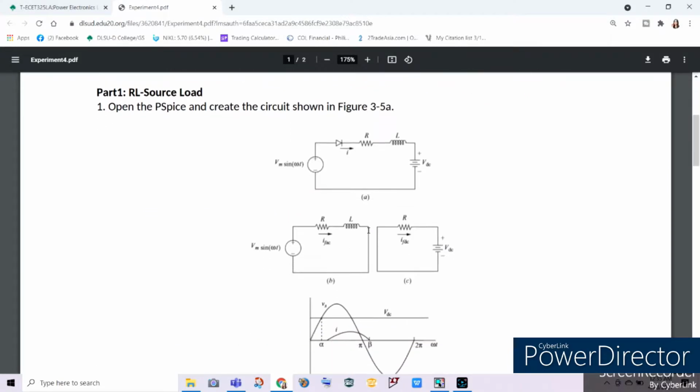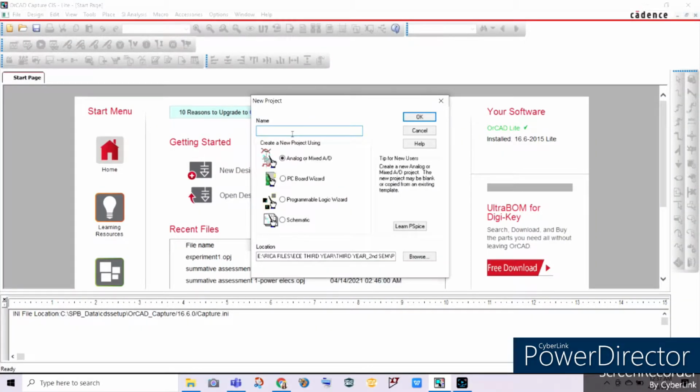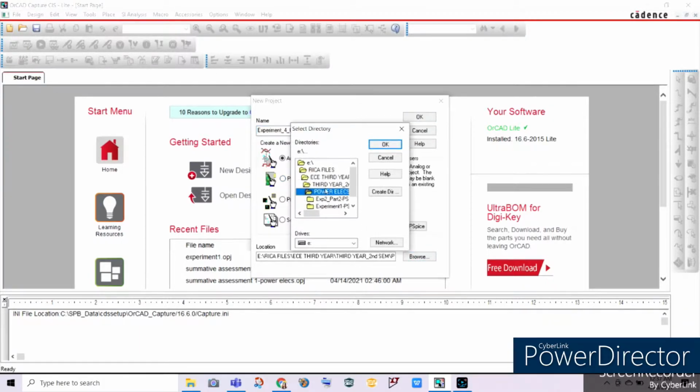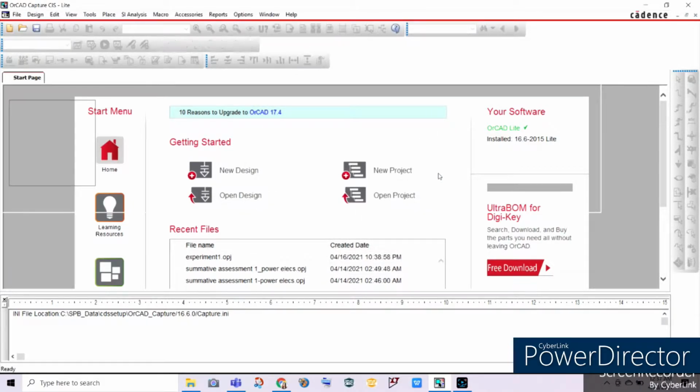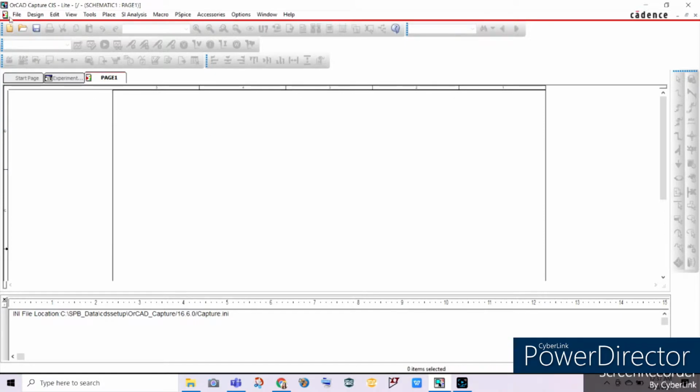So we just have to follow the procedures by constructing our circuit. Let's go to our Pspice. Using our Pspice, we have to create a new project and rename it experiment number 4, followed by my surname. Then we click analog or mixed A/D, browse, select our folder for Power Elecs Lab, and click OK. Then let's create a blank project. Let's wait for it to load up, and after that, this will be the space for our schematic.